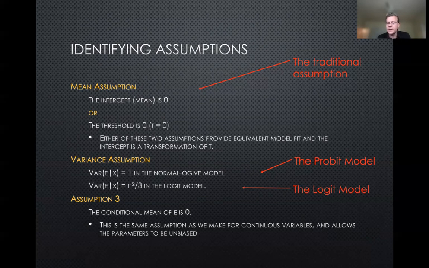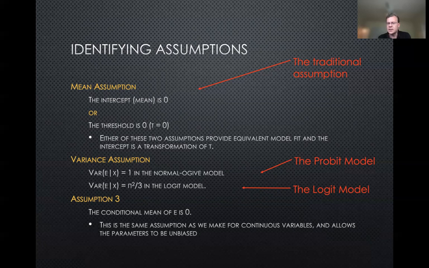The second assumption is the variance assumption. Basically, we're saying the variance of the error term given our model X is equal to 1 if we use the normal ogive model, with the standard normal distribution as our underlying distribution, which is equivalent to the probit regression model. And this is what we're going to do in OpenMx. Alternatively, we can fix the variance of the ordinal trait to pi squared divided by 3, which puts it on a logit scale. This is what is assumed in the logit model.